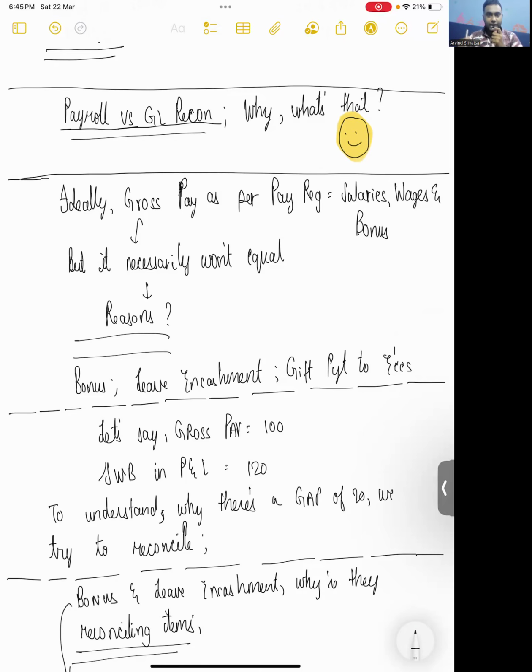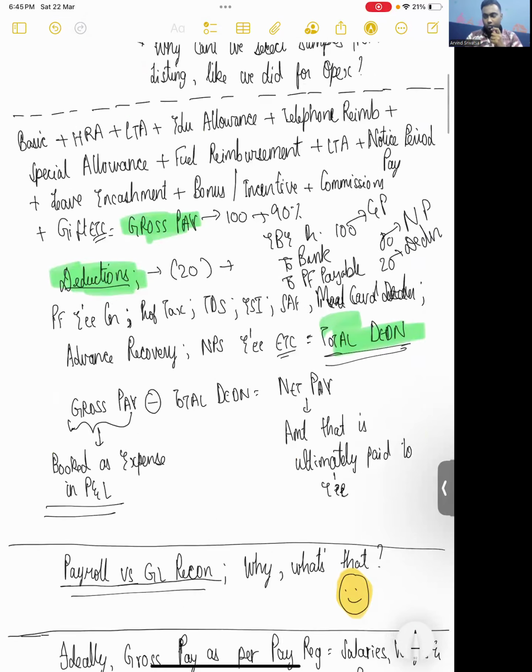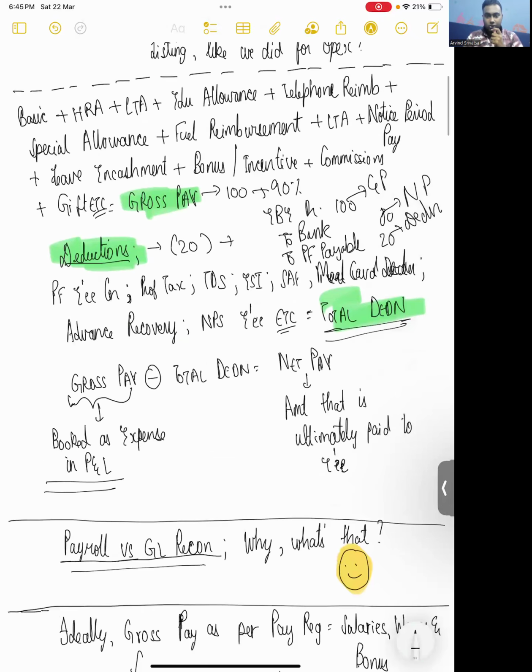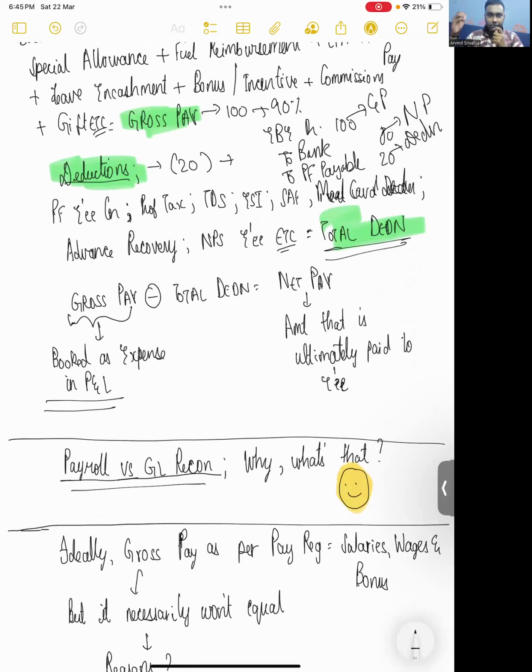Yes, just go back a bit in time. I explained to you what probably would come under staff welfare expenses. One of the items which I explained to you was gift given to employees. So when you're comparing your pay register with your salaries, wages, and bonus, your gift given to employees will form part of the gross pay in your pay register, but it won't be there in your salaries, wages, and bonus.